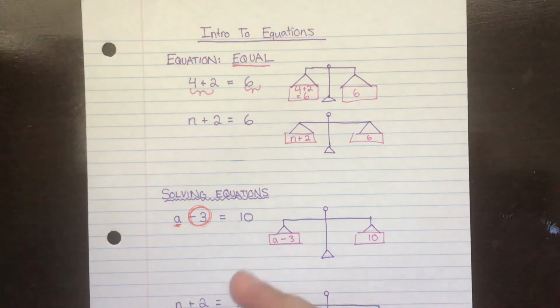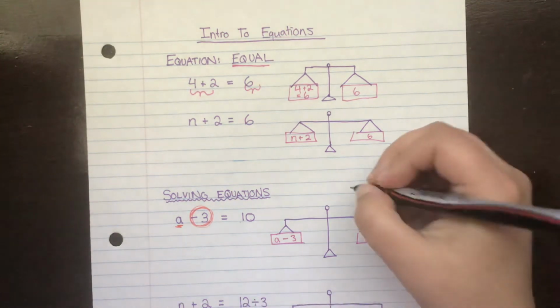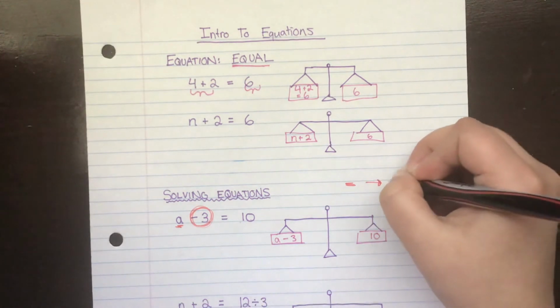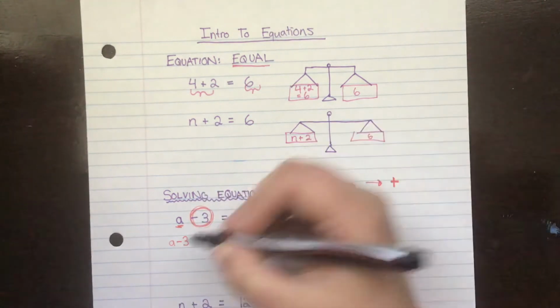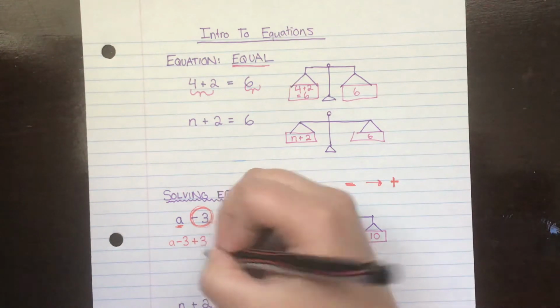So what can we do to get rid of a minus 3? Well, the best way to get rid of a number is by doing the opposite thing. So what's the opposite of subtracting 3, you may ask? Well, the opposite of subtraction is addition. So if we have a minus 3 over here, in order to get rid of that minus 3, we have to do the opposite. We have to plus 3.